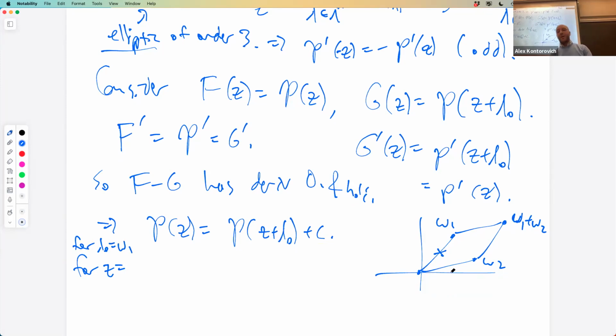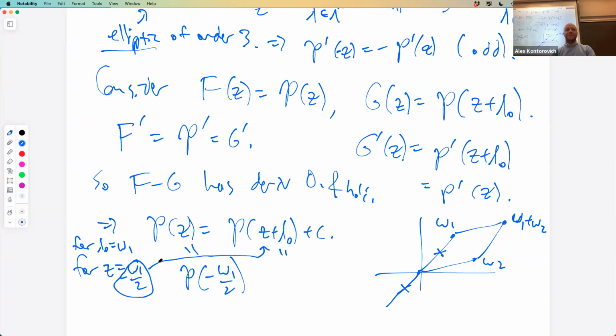If we can prove that it's invariant under W1 and W2, it's invariant under the whole lattice. So let's look for lambda equals W1 and z equals W1 over 2. In fact, I want to look at z equals negative W1 over 2. So if z is equal to negative W1 over 2, I have P of negative W1 over 2. That's this side. What is this side? z is negative W1 over 2 and lambda 0 is W1. So this is P of W1 over 2 plus some constant.